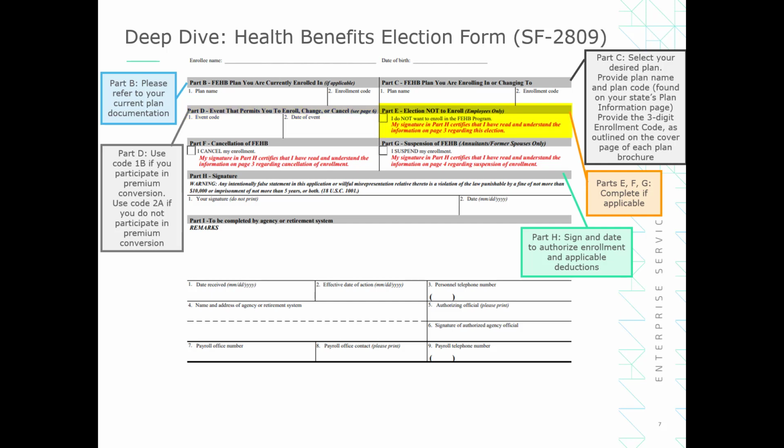Complete Part E, election not to enroll, if applicable. Complete Part F, cancellation of FEHB, if applicable. Complete Part G, suspension of FEHB, if applicable. Complete Part H, signature. Sign and date to authorize enrollment and applicable deductions.